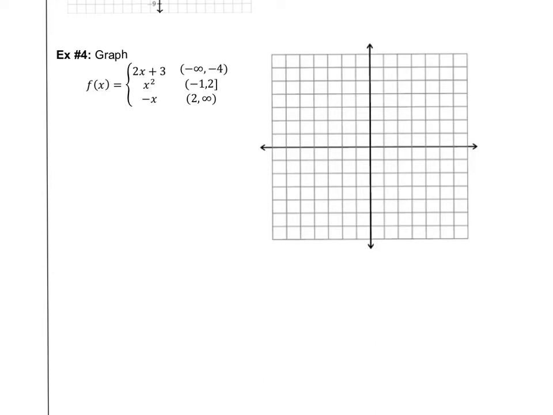All right, so let's take a look at this new piecewise function. But before we get started, I just want to point out that there's a slight typo here. This should be -4, not -1. So go ahead and change that in your notes.